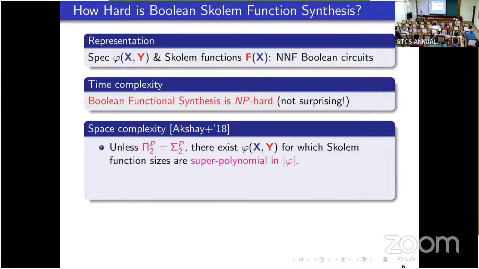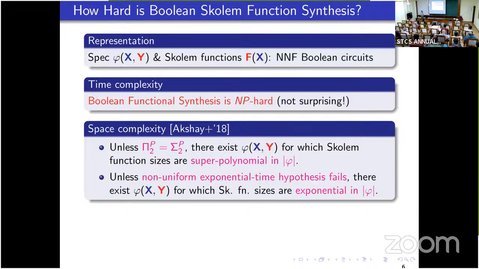So what about space complexity? Once again, it's not very hard to show that unless the polynomial hierarchy collapses to the second level, there will be specifications for which any Skolem function represented as a circuit must be superpolynomial in size, unless the non-uniform exponential time hypothesis fails, of course a very strong condition. Why is it non-uniform? Because we are basically saying that you can come up with different Skolem functions for different times.